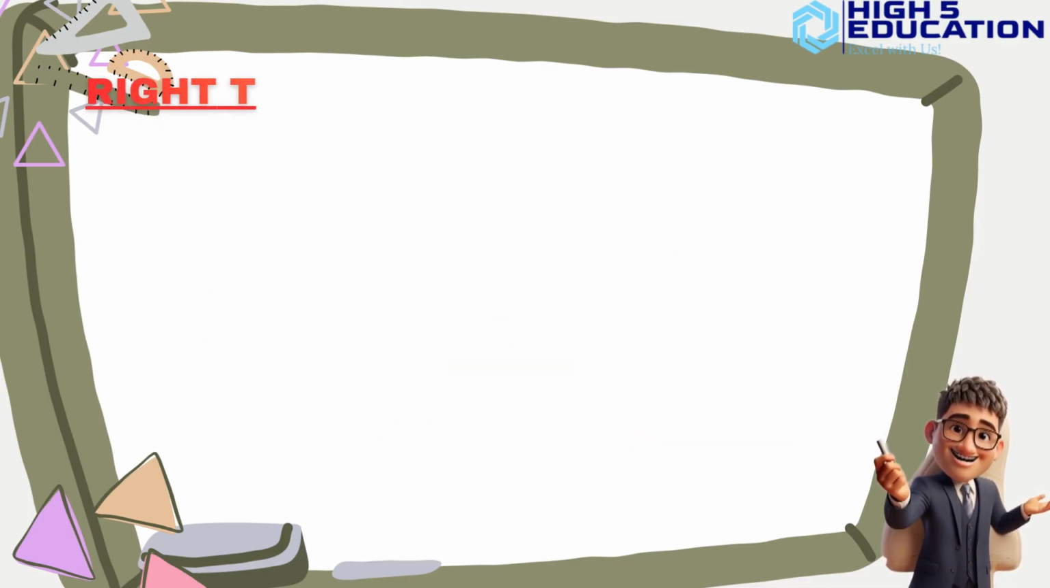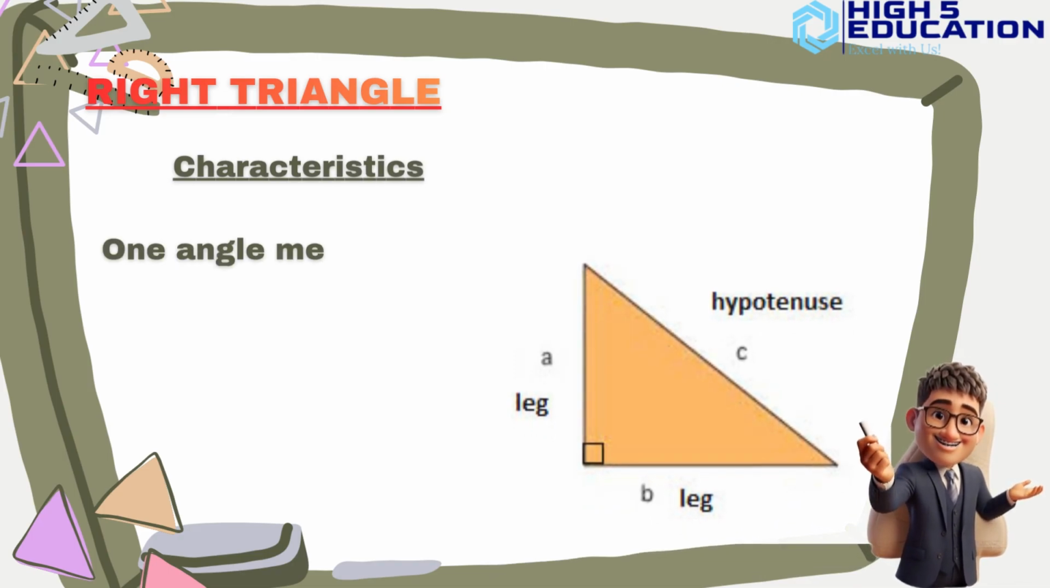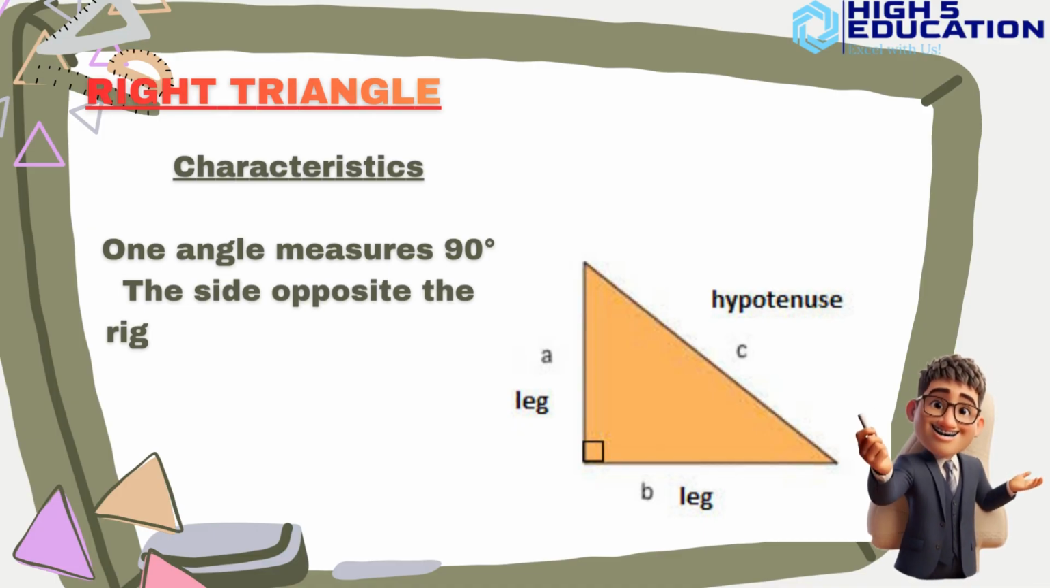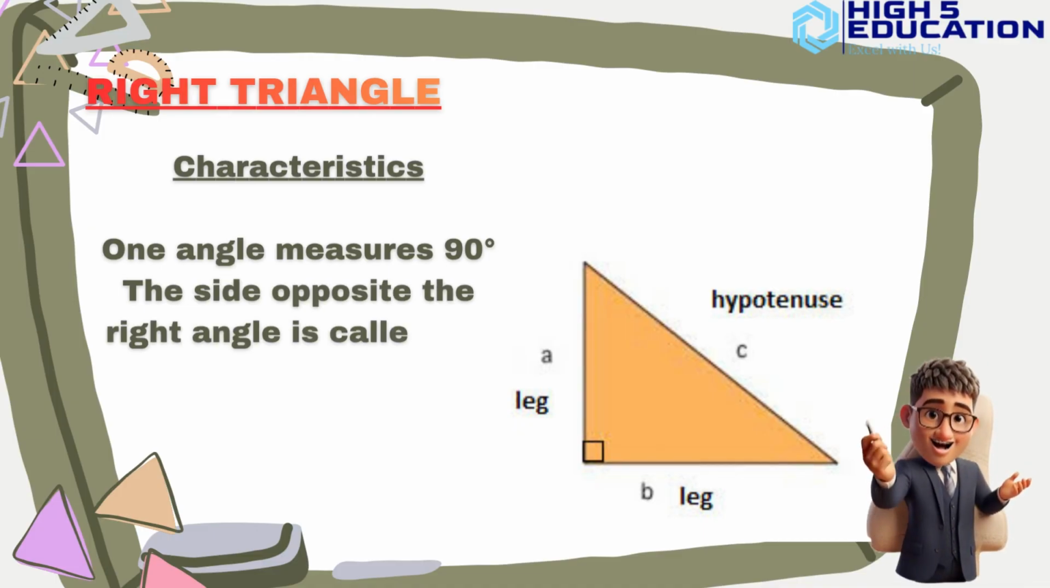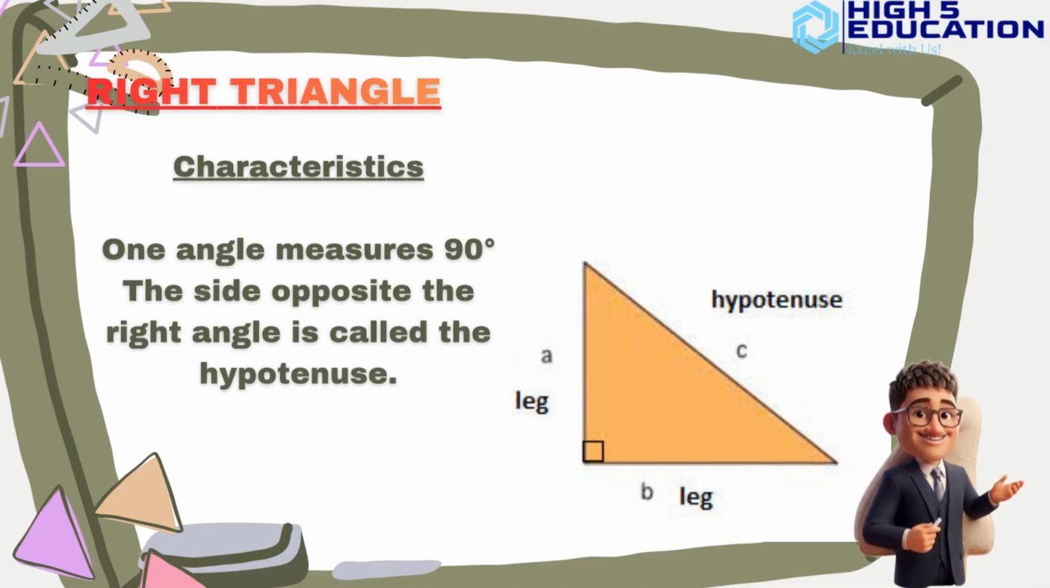The last one is the right triangle. A right triangle is a triangle that has one angle measuring exactly 90 degrees. This angle is called a right angle and is usually marked with a small square in the corner. The side opposite the right angle is the hypotenuse, and it is always the longest side of the triangle.